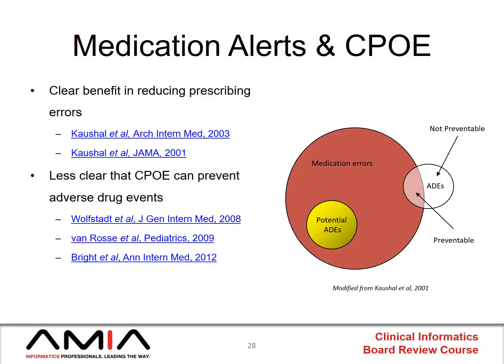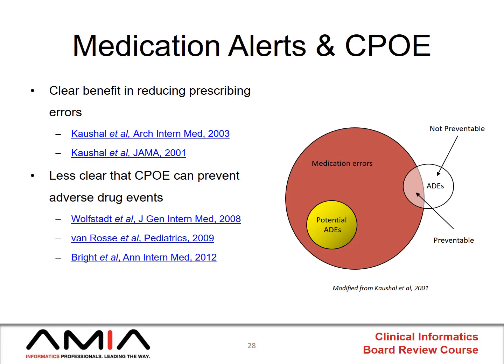So the one unambiguous area where we know that we benefit from decision support, structured order entry, and so on is in medication prescribing. And so medication alerts and computer provider order entry are one of the few unambiguous areas where we know that CDS helps. And this was demonstrated by a number of papers by Renu Kaushal and colleagues in 2001 in JAMA and 2003 in the Archives of Internal Medicine that demonstrated that there was clear benefit in reducing prescribing errors through structured order entry.